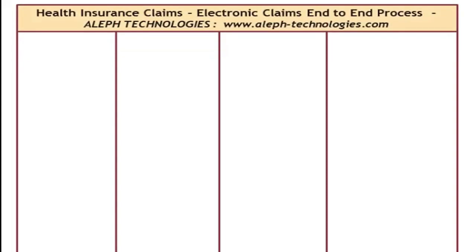This is the health insurance electronic claims end-to-end process. When I say electronic claims, we use HIPAA transactions, okay? In business analysis terms, we call this a swim lane diagram. I put this in a swim lane diagram so you can see how a claim gets processed from one stage to another from an end-to-end perspective.